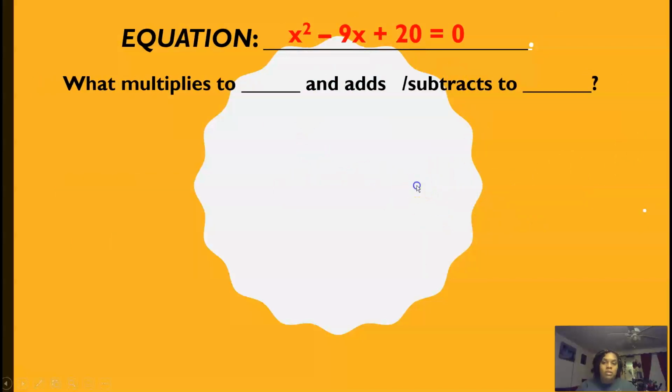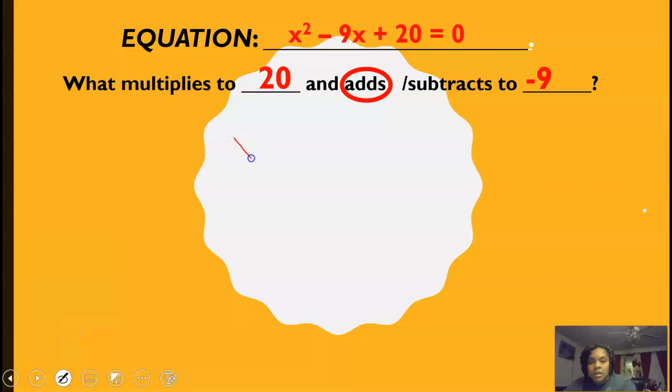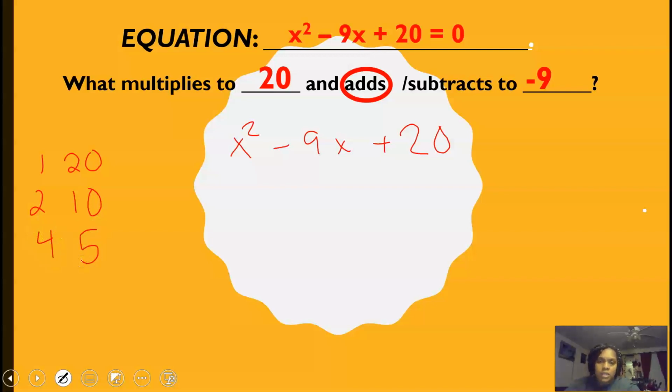Once again, what multiplies to give you 20, and when you add them, gives you negative 9? Here's what I mean when I say write out the multiples. If you take the equation x squared minus 9x plus 20, and look at your multiples, such as the multiplication chart, what numbers do you multiply to get 20? I'm going to start with 1 and 20, 2 and 10, 3, no, 4 and 5. That's pretty much it to get 20.